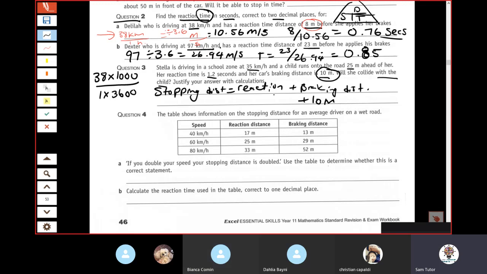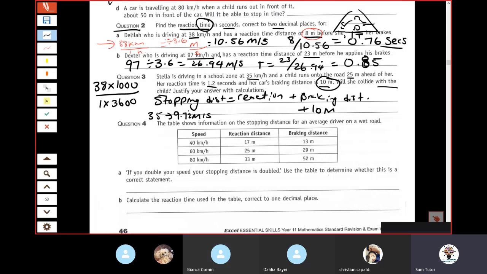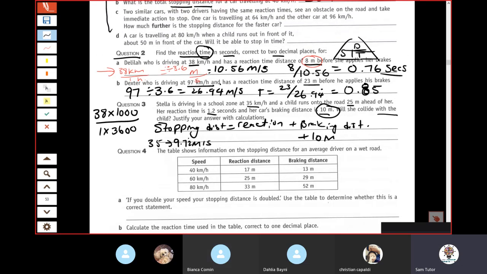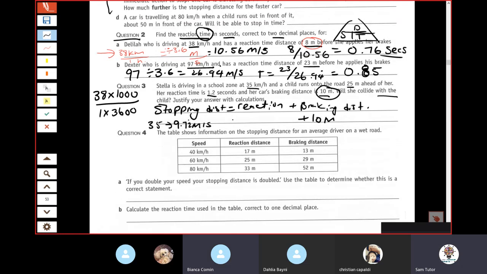We want to now work out the reaction distance. Well, we know that it took her 1.2 seconds and she's traveling 35 kilometers per hour. So I've got to change that again to meters per second. So we're going to go 35 divided by 3.6. That's 9.72 repeating. If you want to work out the distance, again, using this formula up here, distance is equal to speed times time. So if you're trying to work out the distance, it's the speed, 9.72, times the time, which is 1.2 seconds.